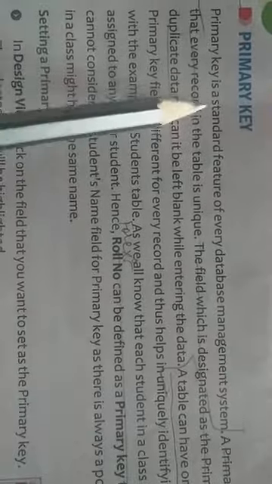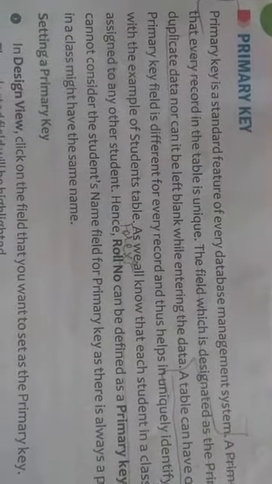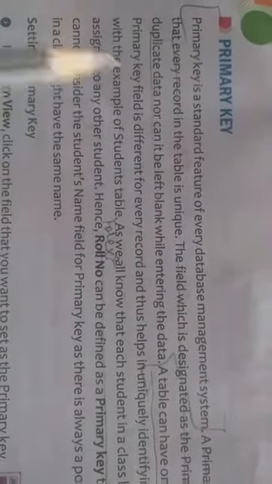So students, next topic is primary key. So what is a primary key? It is a standard feature of every database management system. Yes, this is the standard and most important and useful feature of the DBMS. So a primary key is a sort of checking on the table that every record in the table is unique.